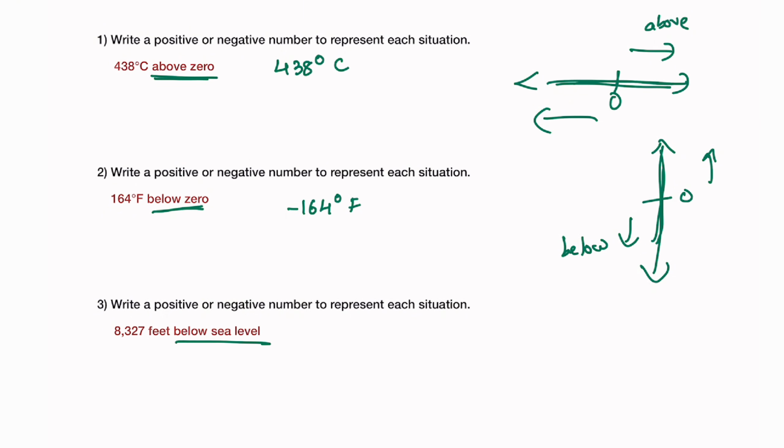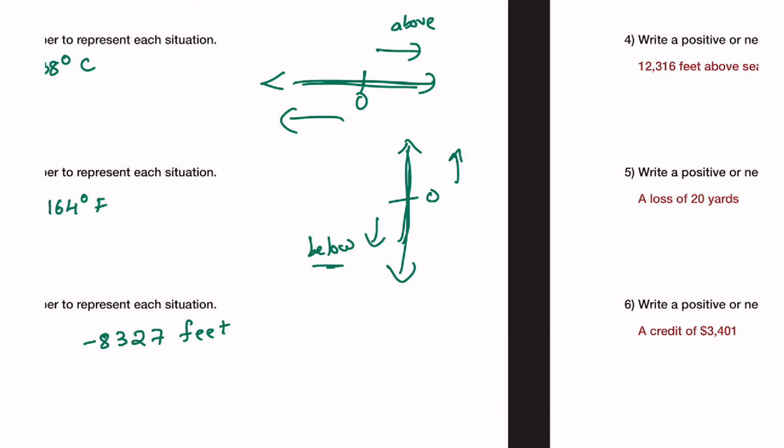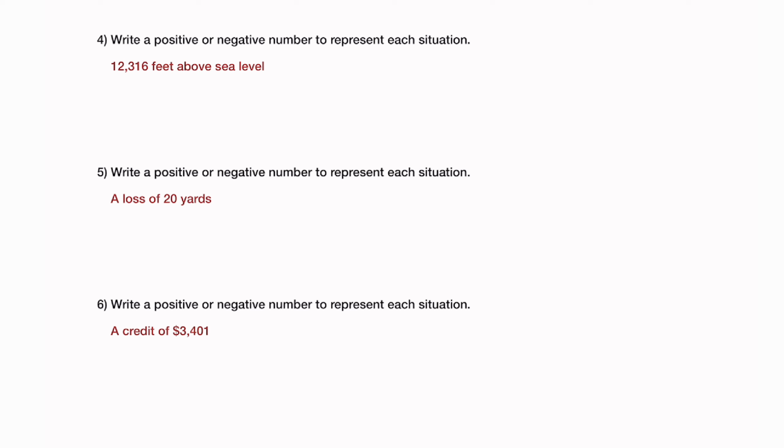8,327 feet below sea level. Below. Okay, so it's minus 8,327 feet. So we just have to do this. They're simple questions. We have 3 more of this type now. 12,316 feet above. So we will say 12,316 feet, right? No need to put a positive sign because it is implied.